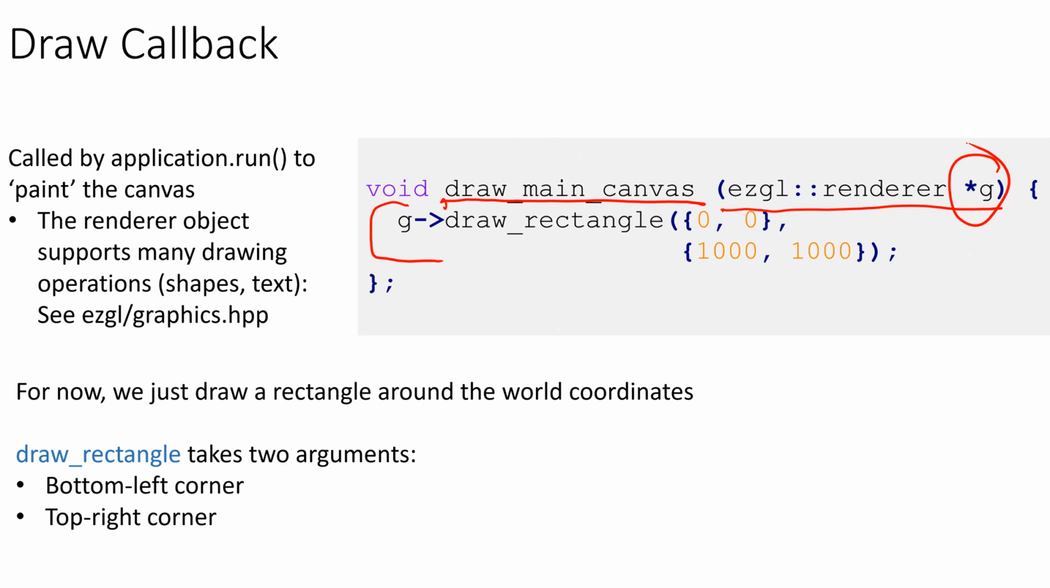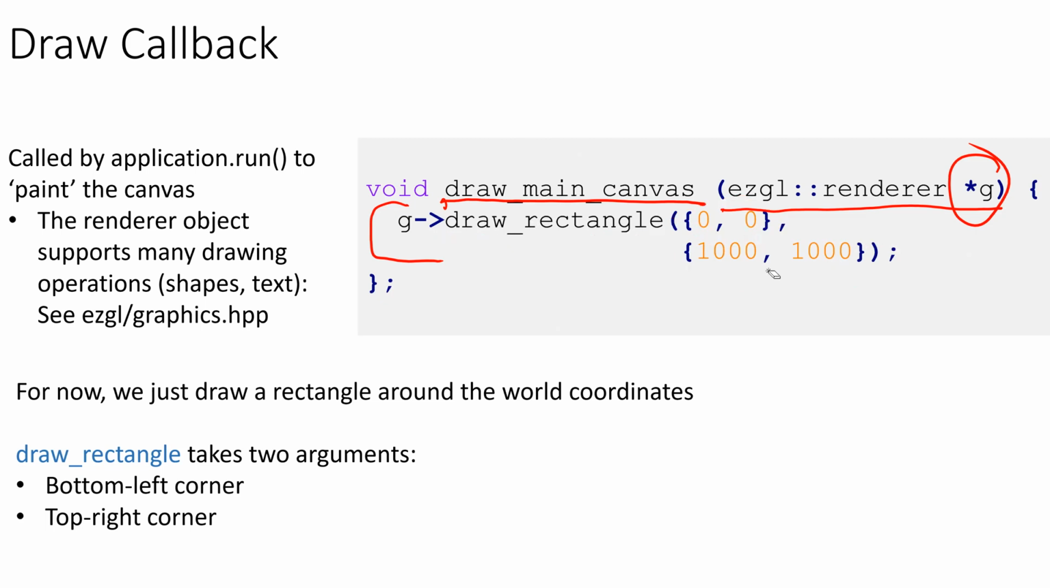So I'm basically saying call the method of the renderer called draw rectangle. If you go look at the header file comments, it's very heavily commented. It says that it takes, again, 2 points that form a rectangle. So I'm saying I want a rectangle from 0, 0, x equals 0, y equals 0, to x equals 1000, y equals 1000. Does that make sense? If you look inside the graphics.hpp file, you'll see there are a whole bunch of different things you can draw, but they're all documented. You can go look at them.